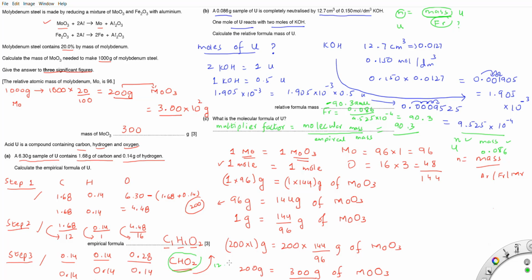This would be carbon 12, hydrogen 1, oxygen 16, but there are 2 atoms of oxygen, so 32. So this is 45. So the factor would be around 2 point something, so I get 2 as a whole number. CHO2 was my empirical formula, as you can see here. Times it by this multiplier factor 2 in a subscript, so it becomes C2H2O4. So 2 times 1 is 2, 2 times 1 is 2, 2 times 2 is 4. So basically this gives us the molecular formula, that is C2H2O4.